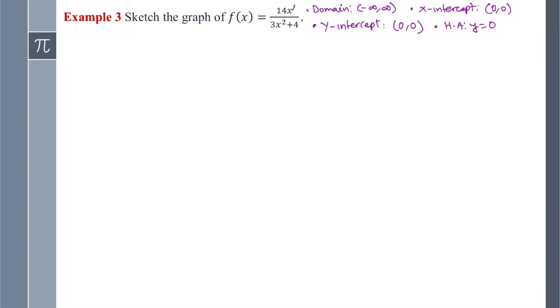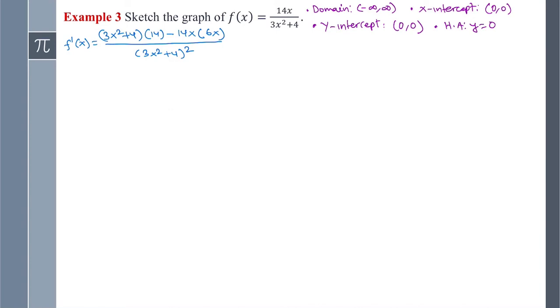So we have this information. Now what we do is go ahead and find the first derivative of this function. So f prime of x. We will use the quotient rule. So denominator, which is 3x squared plus 4, times the derivative of the numerator, which is 14, minus numerator times the derivative of the denominator, which is 6x, divided by the denominator squared, which is (3x squared plus 4) squared.